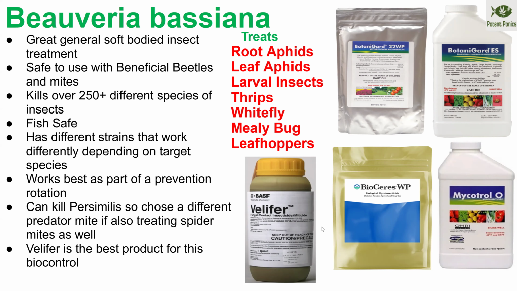It is very good. I remember leafhoppers can spread beet curly top virus or leaf curly top virus, and can be quite destructive. Beauveria bassiana also kills over 250 different species. It's fish safe, amphibian safe. It can kill Persimilis if you're getting into the predatory mites, so be mindful of that. And then the other thing too is, well, we'll talk about it in the next slide. I forgot.